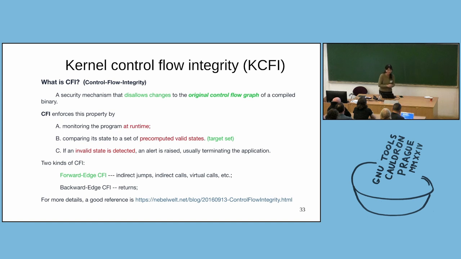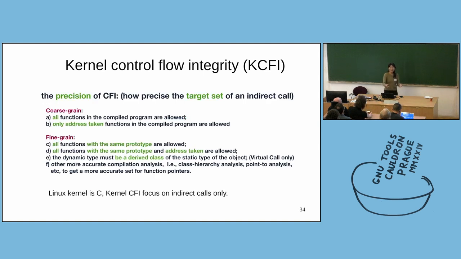CFI technology, currently we have two different kinds of CFI. One is forward, one is backward. Forward means the forward jumping. Backward means the backward jumping, that's the return. The forward includes all the other jumps, branches, calls, indirect calls. Reference it for more detail. And there is the concept of the precision of the CFI. There's coarse grain and fine grain. Coarse grain means all the functions in a compiled program are allowed.